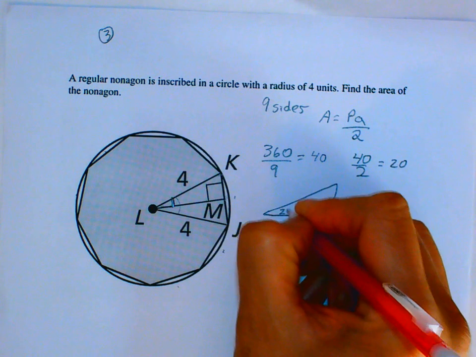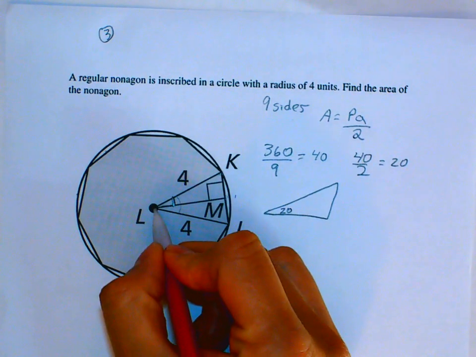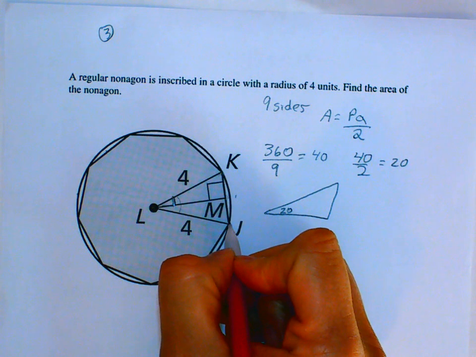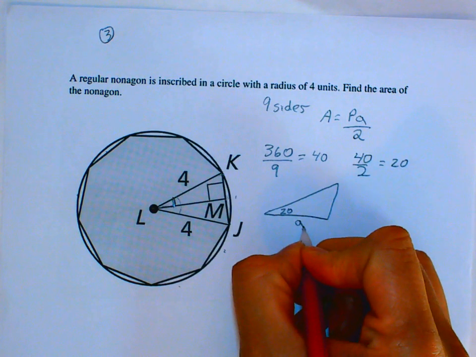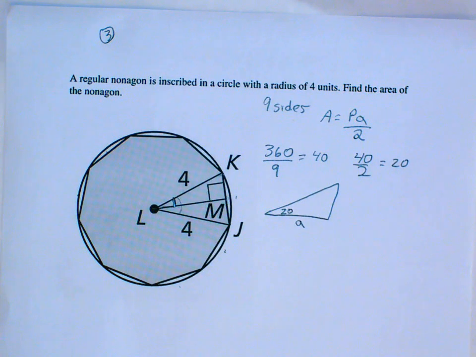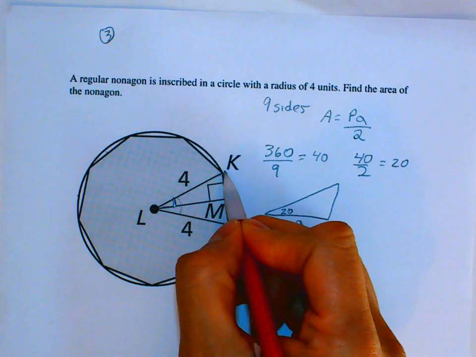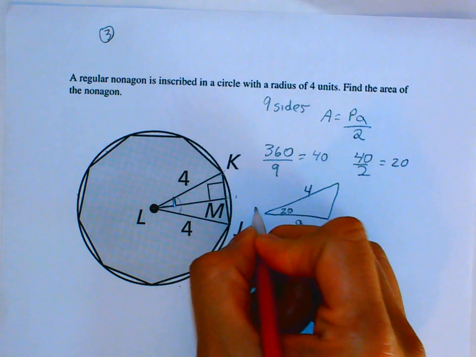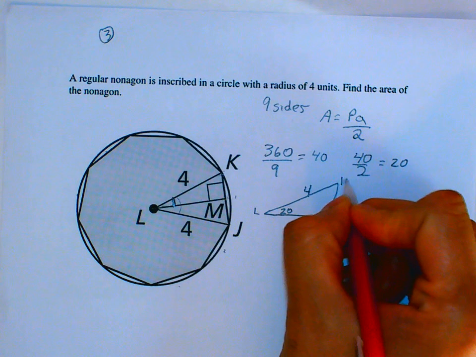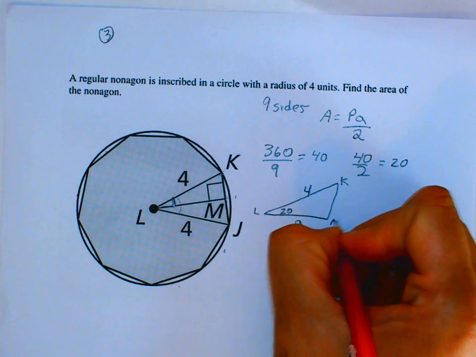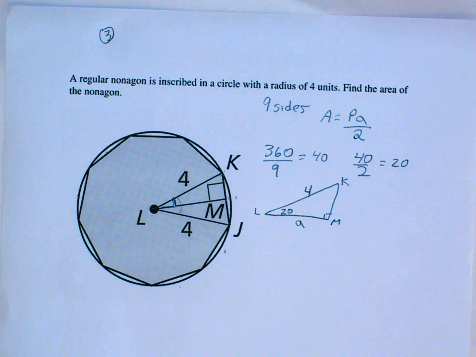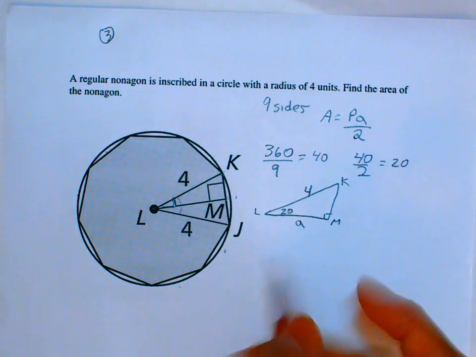And that's 20 degrees. Now remember, the distance from the center perpendicular to one of the side lengths is the apothem. So I need to find out what that is. Now I do know that distance from here to here is 4. So this is like L, K, and M, and this is going to be perpendicular. So my goal is to figure out what the apothem is going to be. Okay, so let's figure that out.